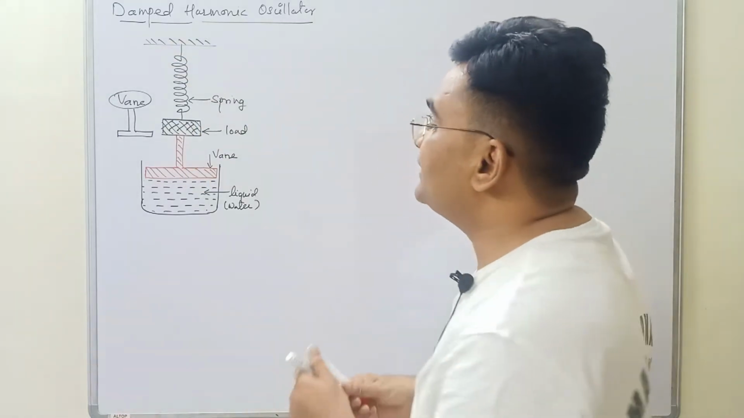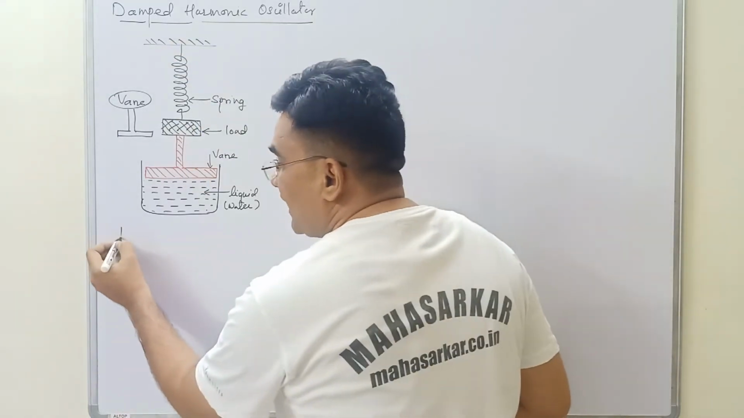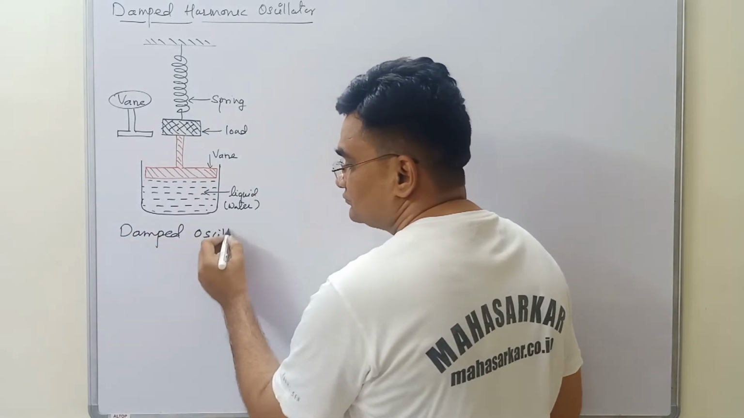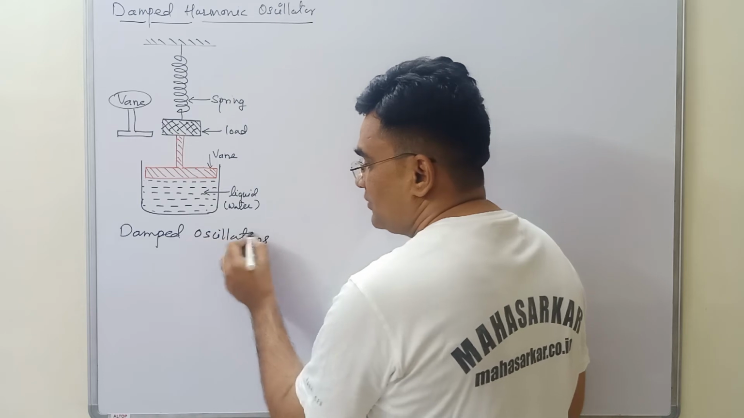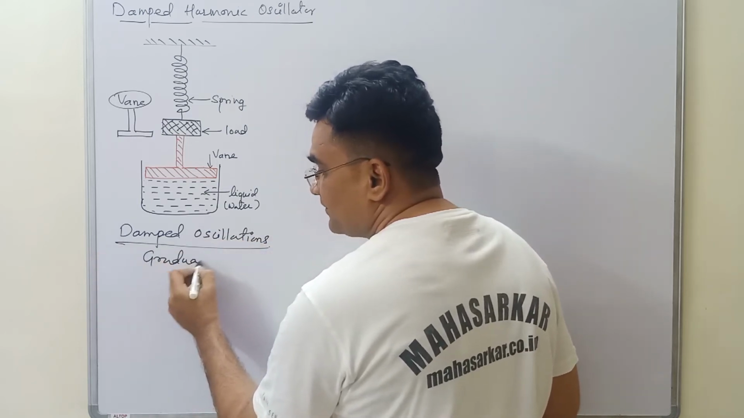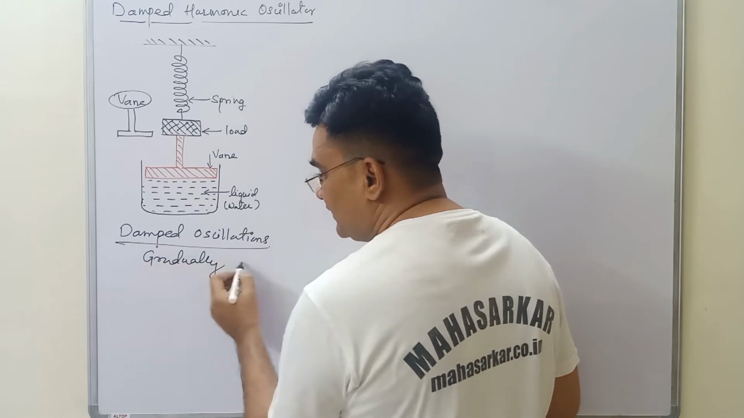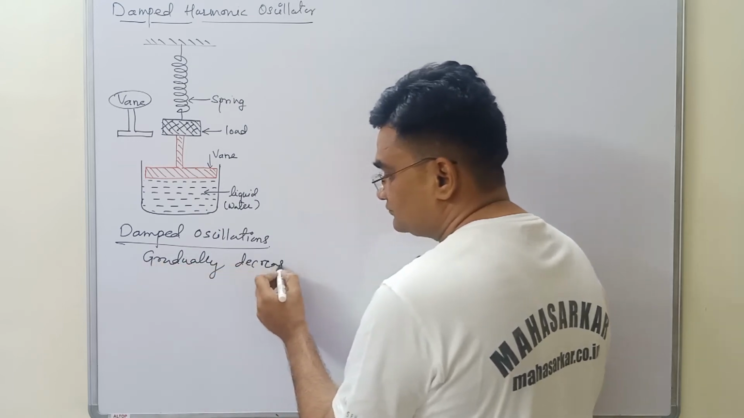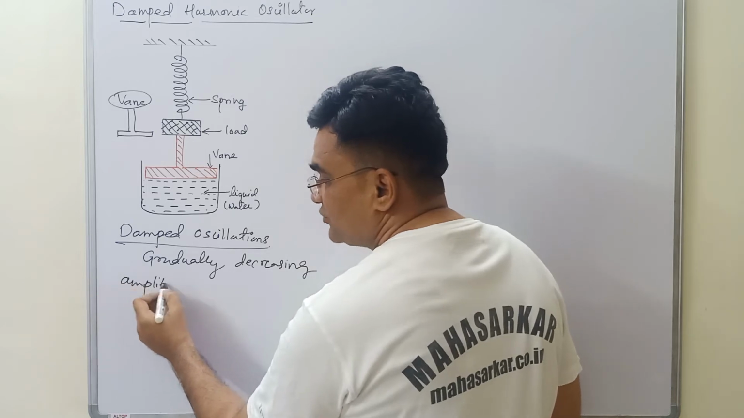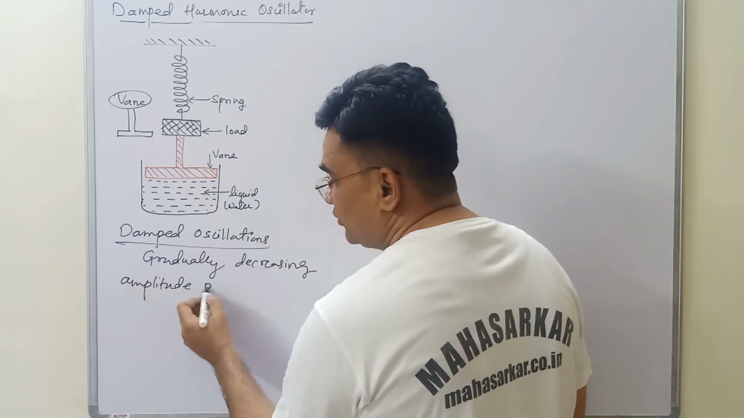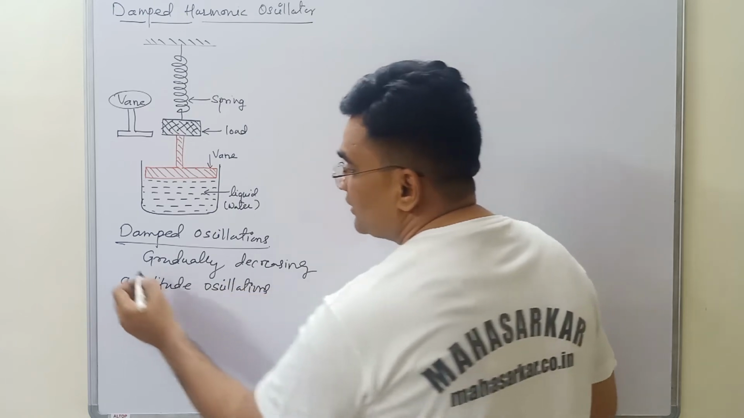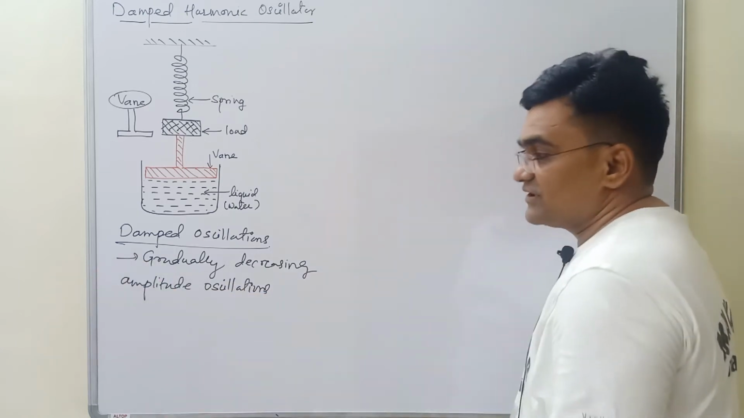So using this, what are damped oscillations? We say oscillations with gradually decreasing amplitude are called damped oscillations.